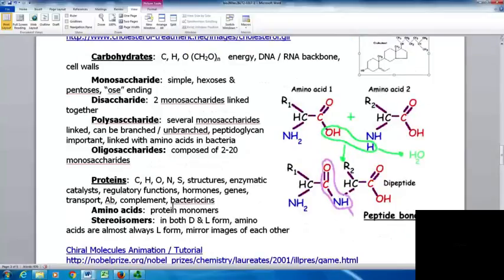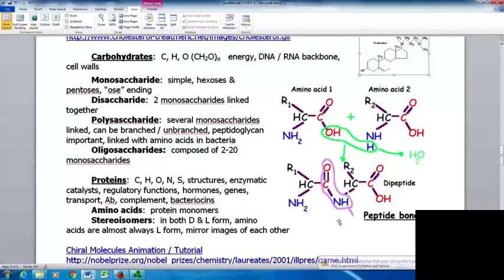Proteins are going to be composed of carbon, hydrogen, oxygen, nitrogen, and sulfur. They're used to make structures, they're used as enzymatic catalysts, help perform regulatory functions, produce hormones, make up genes, and are involved with transport, antibodies, complement, and bacteriocins. The amino acid is the protein monomer.